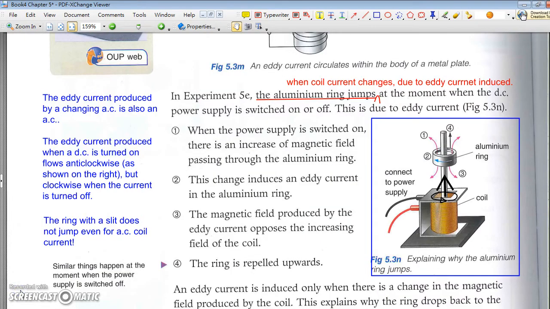However, the eddy current stops flowing after a very short time when the DC is switched on, and hence there is no more repulsion to lift up the ring. On the other hand, an AC keeps changing the current in the coil, and hence the ring experiences a continuous change of magnetic field. Eddy current flows to and fro like an AC, and there is always a repulsion that lifts up the ring.